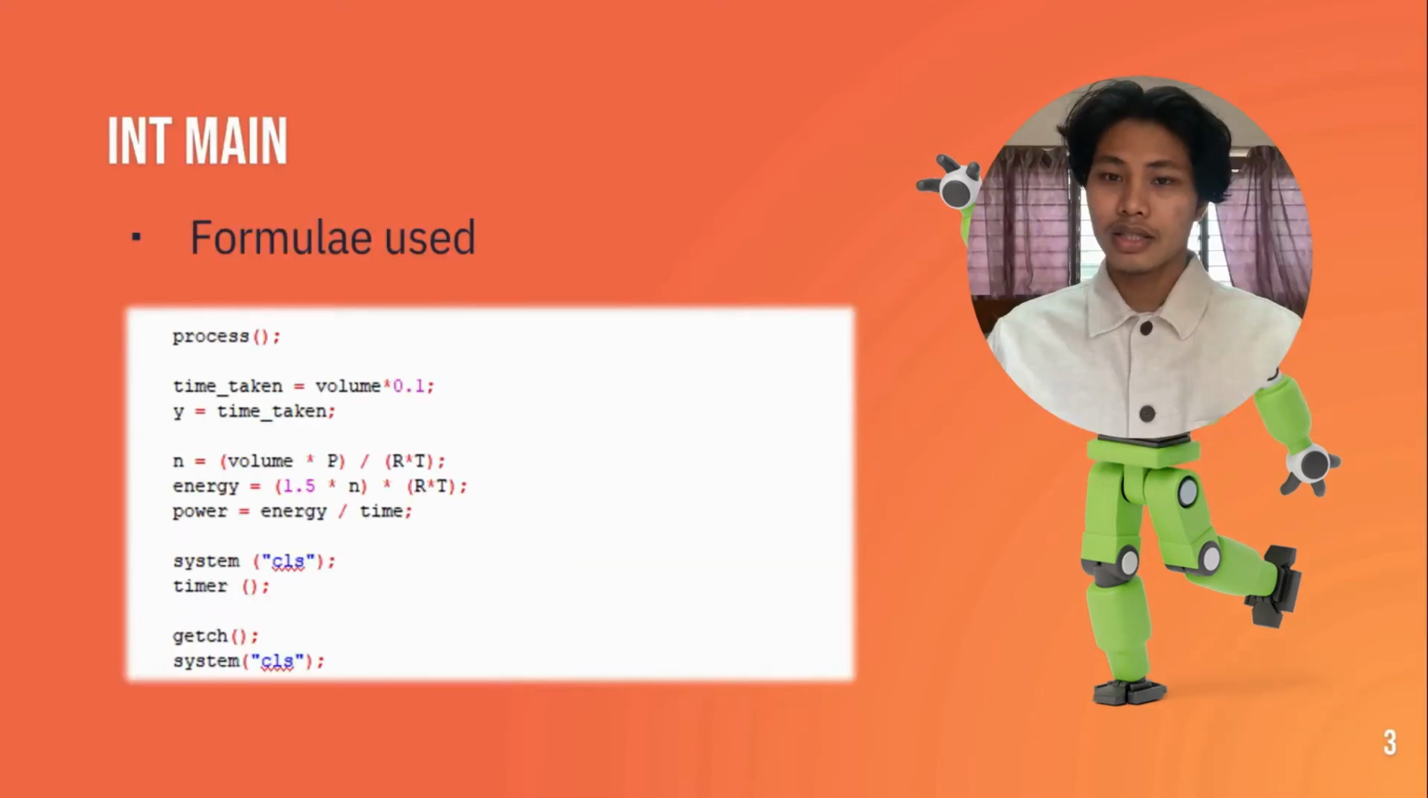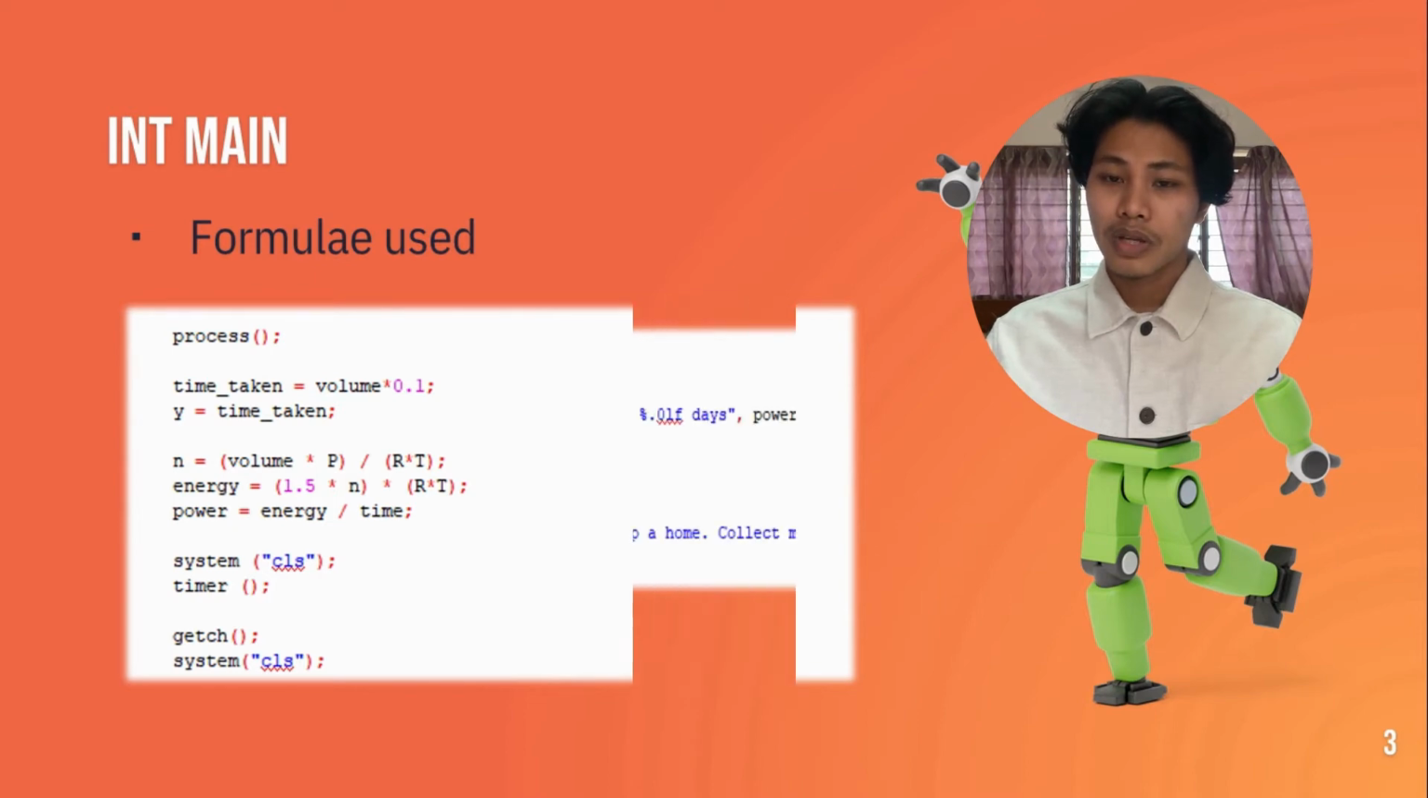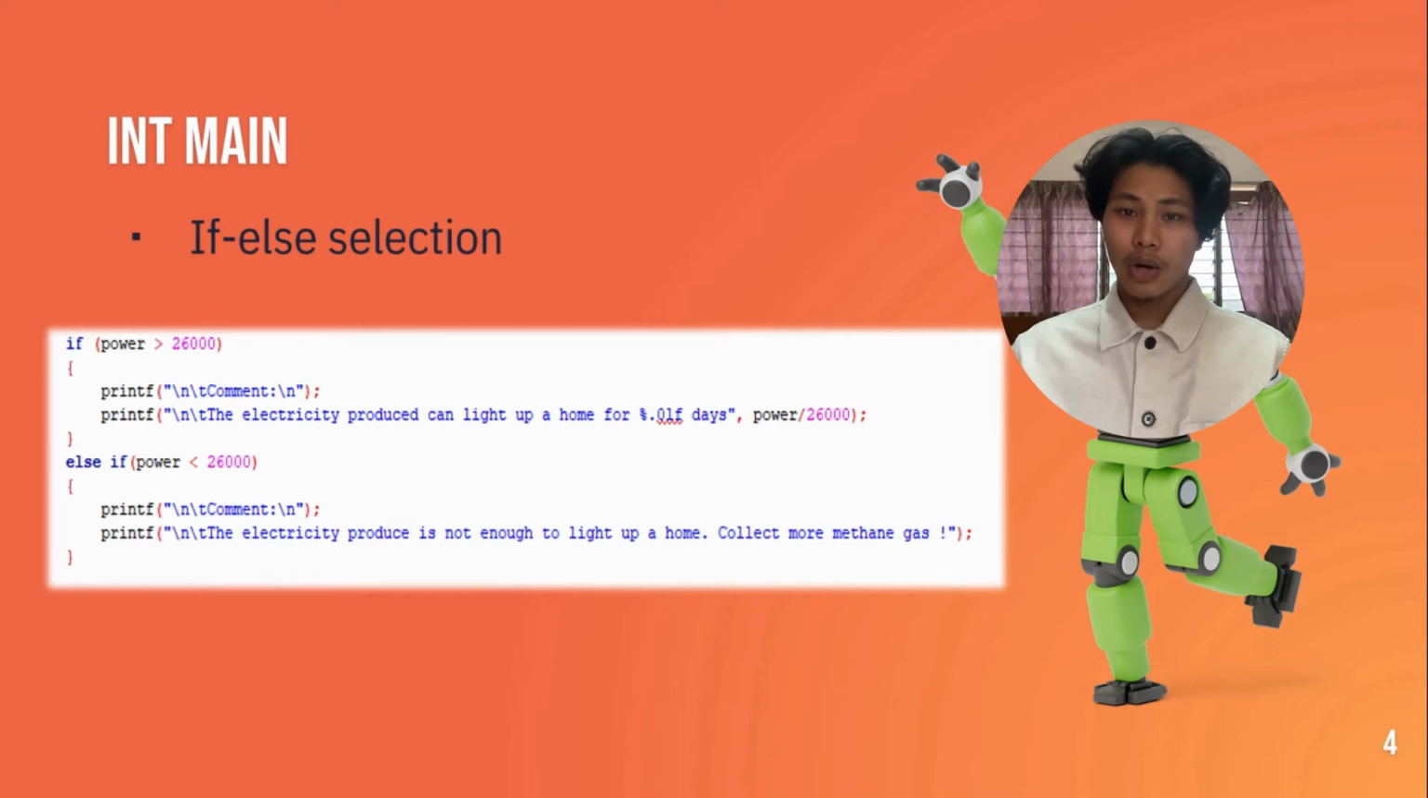As you can see, these are all three formulas of mole, energy and power. In order to get how much power the turbine gas produces, we need to calculate its mole. Then the mole is required to calculate the total energy produced before we quantify how much clean power is generated from the turbine. Then after computing our power output, we also added an if selection to tell the user whether the collected gas is enough or not to supply power to a home for how many days.